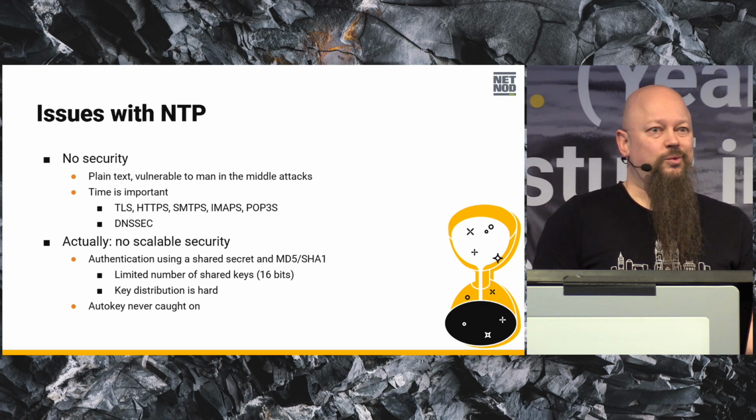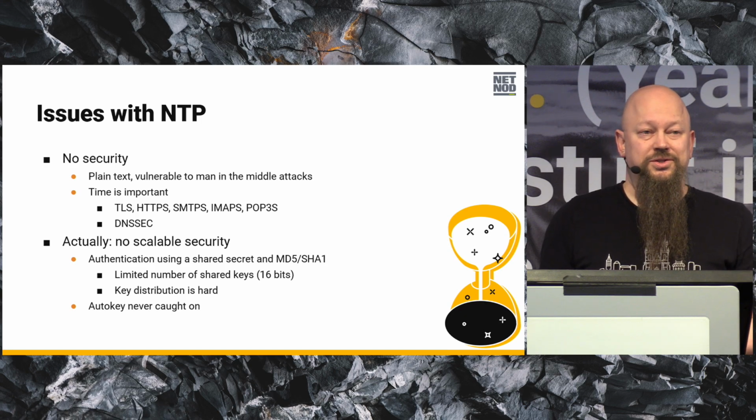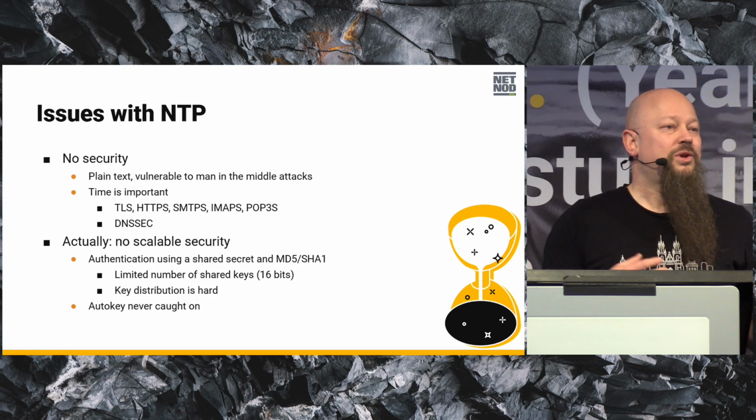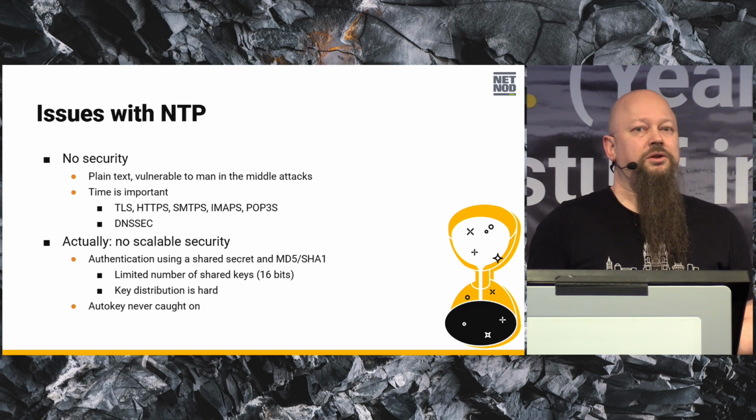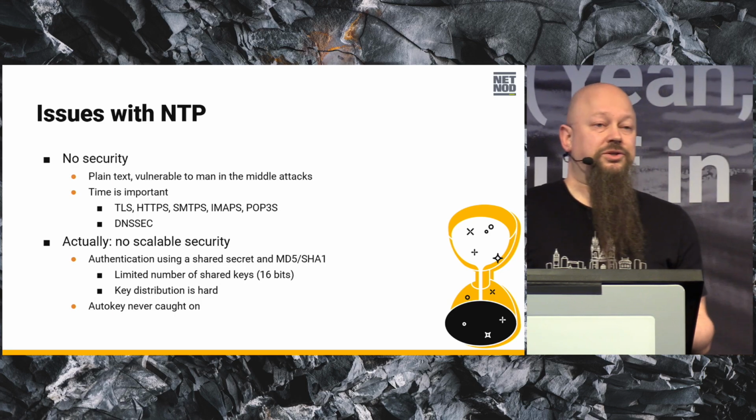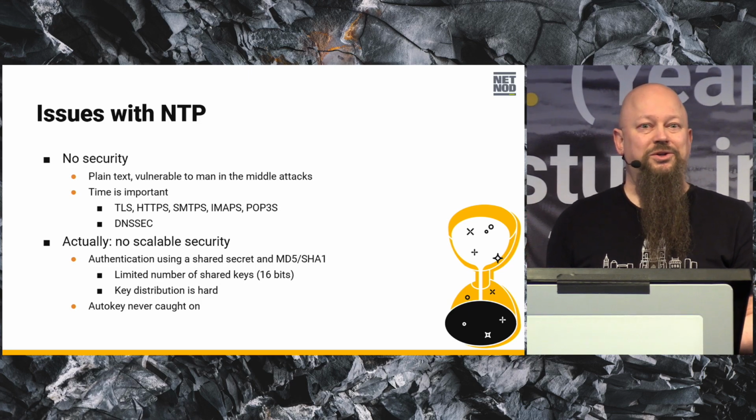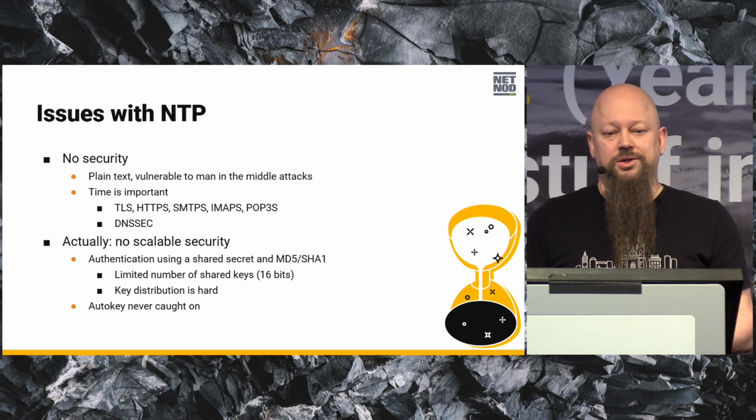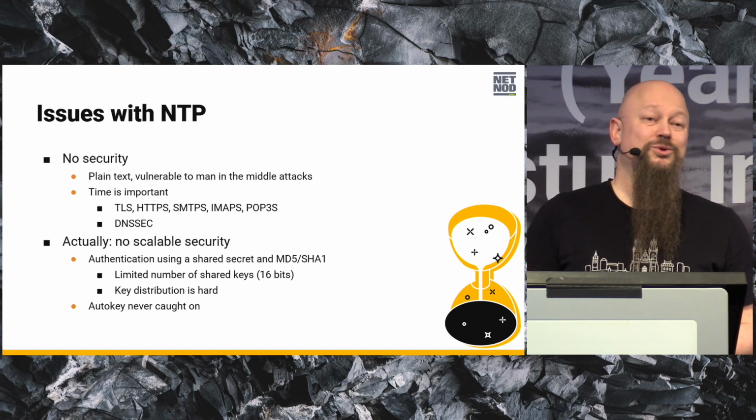There's also DNSSEC, which also needs accurate time. And I mean, OpenVPN uses TLS in the end, so it can be a bit of a problem. And I'm also lying a bit when I say no security. There is actually a bit of security in NTP. There is something called authenticated NTP, where you basically do an MD5 or SHA-1 hash of a packet together with a shared secret. And this works decently, except that the crypto algorithms we're using, they're getting also kind of long in the tooth.